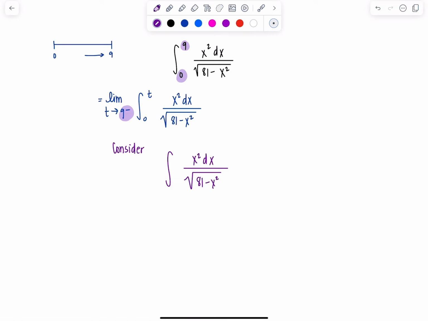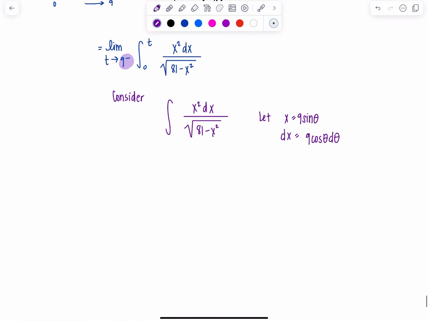Looking at the denominator, since I have a constant minus a variable squared, that's time to use sine theta. So let's let x equal 9 sine theta. And then dx would be 9 cosine theta d theta.